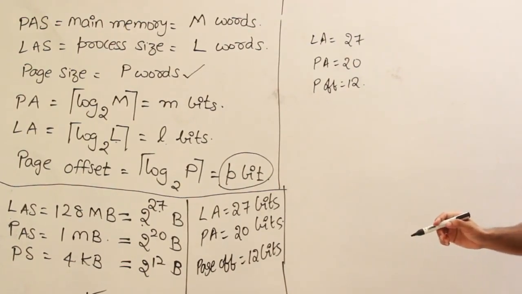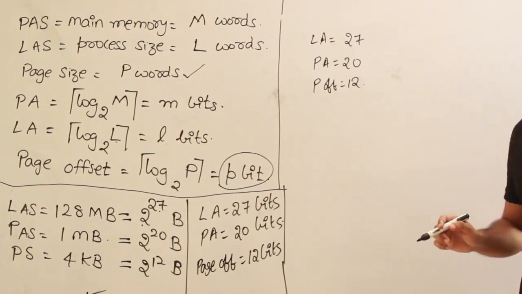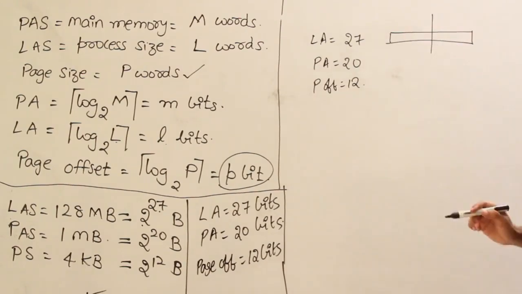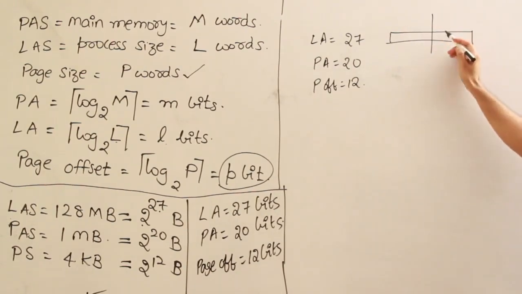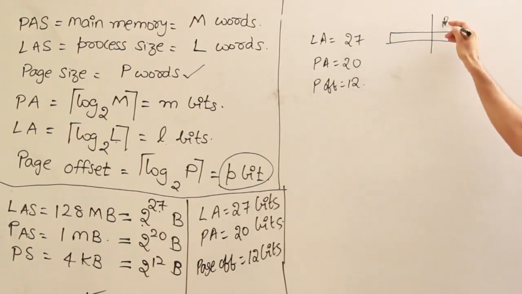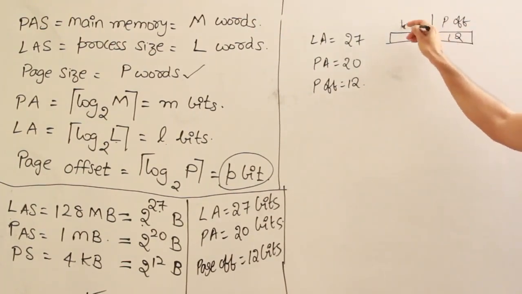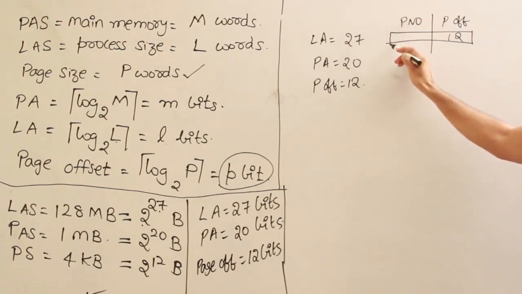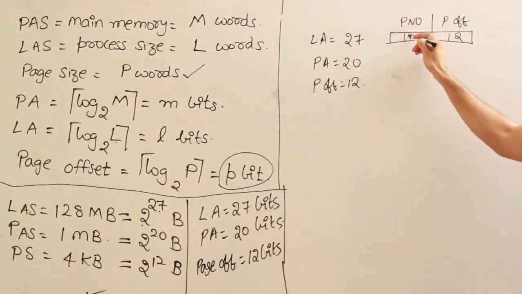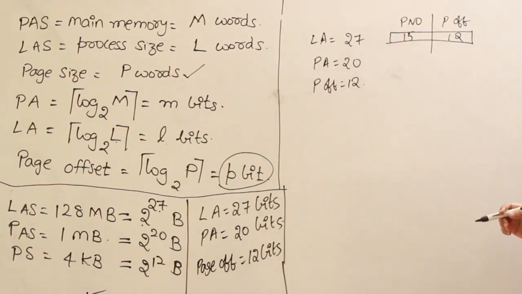So in order to find out the number of pages, find out the number of bits. The logical address is 27 bits, right? Now it can be divided into two parts. One part will contain the page offset, which is 12 bits, and the other part will contain the page number. Now if the total size is 27 and I remove 12 bits, how many bits will remain? 15. Therefore the page number will contain 15 bits and the page offset will contain 12 bits.